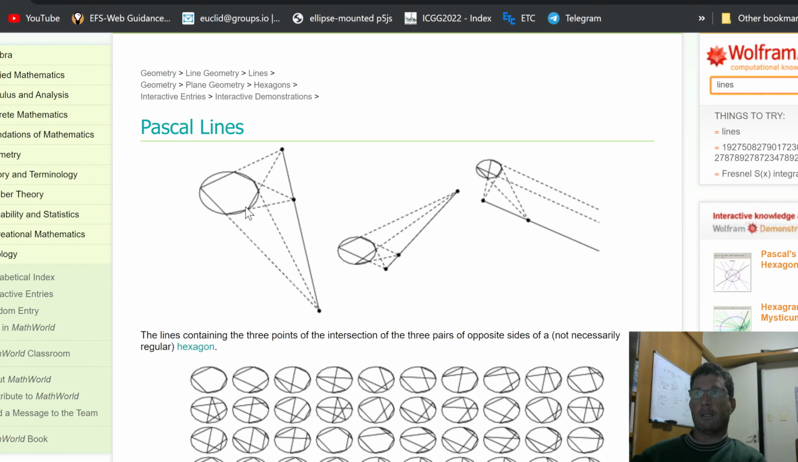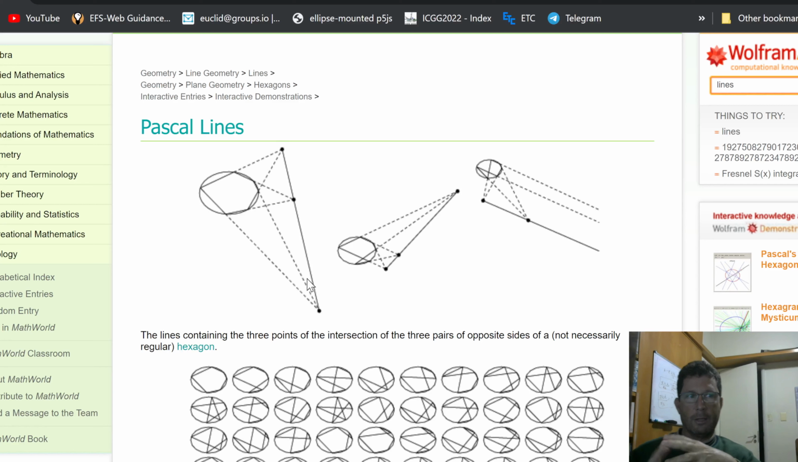So I can take side 1 with side 4, then I get this point. Then I can take side 2 with side 5, and I get this point. And then I can take side 3, the small side over here, with side 6, and I get this point. When Blaise Pascal was about 16 years old, he discovered that if these 6 points are inscribed in a conic, these 3 intersections we just described will be collinear. And we can identify these 3 points with a line called the Pascal line.